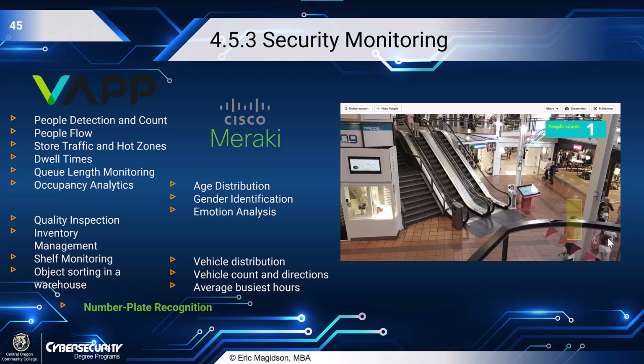Imagine this stuff in a movie theater, trying to figure out how the movie did, right? Is this the emotion that we wanted the moviegoer to get at this point in the movie? I don't know. Quality inspection, inventory management, shelf monitoring, object sorting in a warehouse. This might all be good stuff, especially in large retail shops, right? Where loss prevention resources are at a minimum.